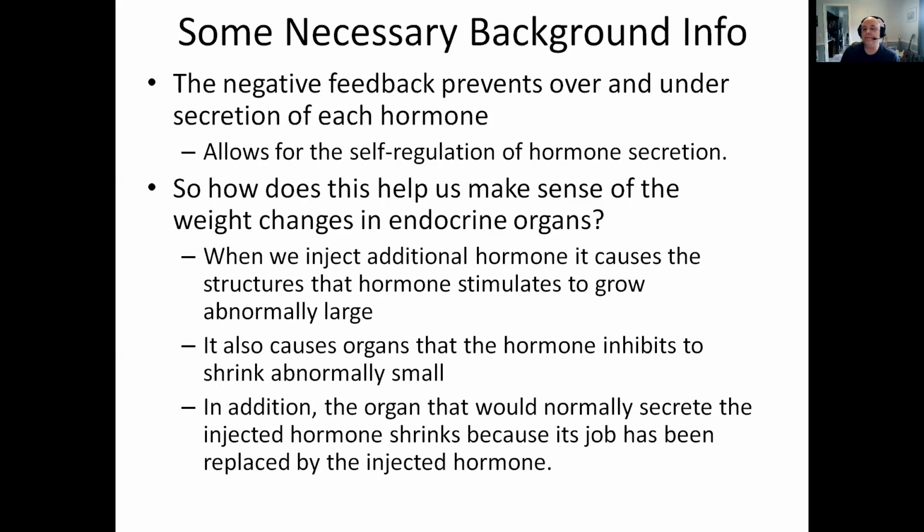Also, any glands that come before that gland in the axis chain will be hyper inhibited. So if I inject the rat with a boatload of testosterone, we know that that's going to inhibit the hypothalamus, and it's going to inhibit the anterior pituitary. And that abnormal amount of inhibition may cause those structures to shrink as well because they're not producing their normal amounts of LH and GnRH, respectively. Okay, so these are what we should expect. This is how we should expect weights to change based on hormone treatments.